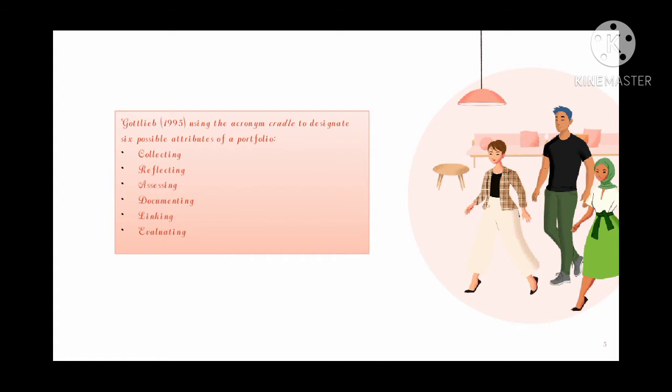Then reflecting happens through the students thinking about the work they have placed in the portfolio. Maybe the students can use journals and self-assessment checklists to compare their present level with their prior performance level. In reflecting, the teacher provides class time so that the students are able to reflect on their work.